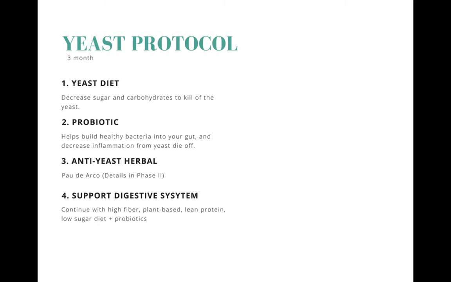We start with the yeast diet. So again, in this yeast diet that we just went over, we want to decrease sugar and carbohydrates to kill off the yeast. We usually do step 1 and step 2 together, which is a probiotic. So the probiotic helps build the healthy bacteria back into your gut. And this is going to really help the yeast stay in place, because the yeast are opportunistic.